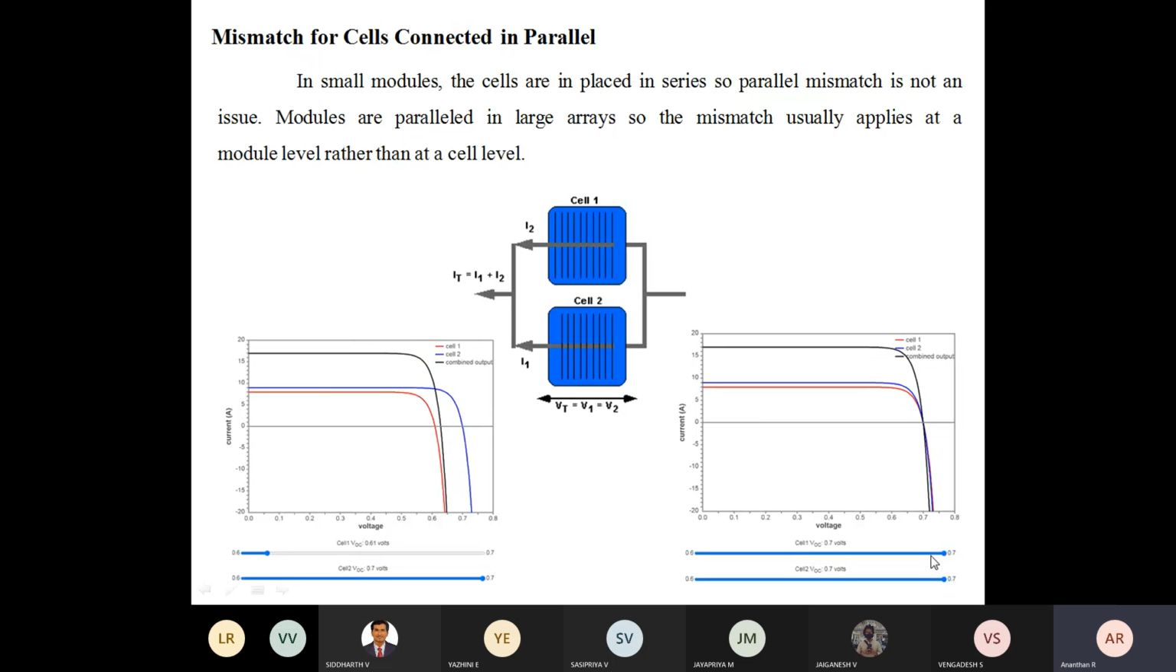So when both the cells are operating at a better point, there will be a contact between all the lines. That is your maximum power point. From that we can get the maximum yield, that is, the energy.